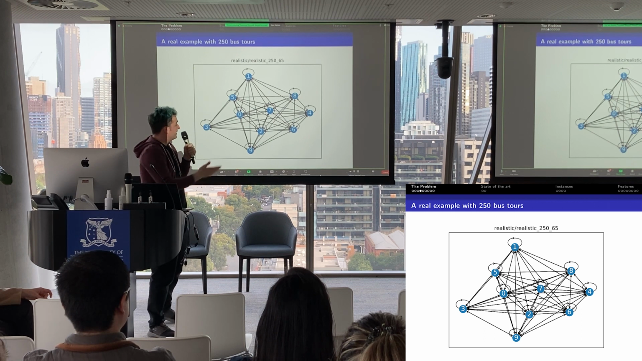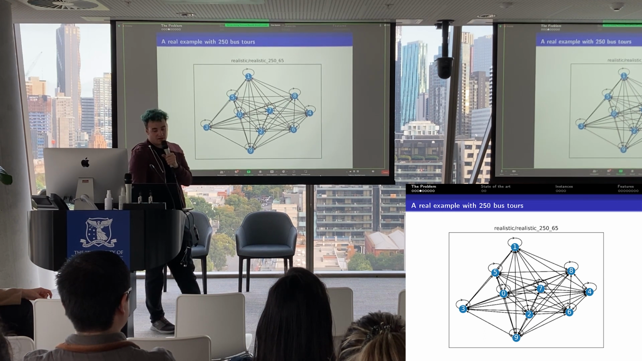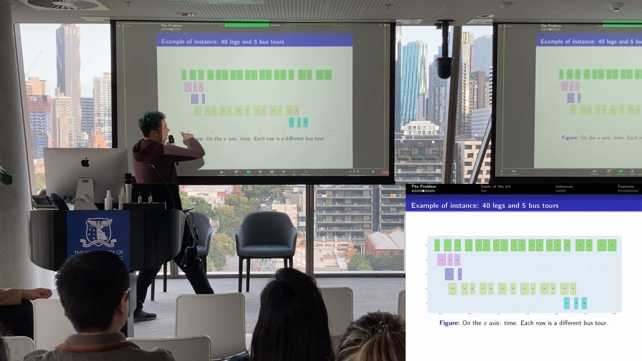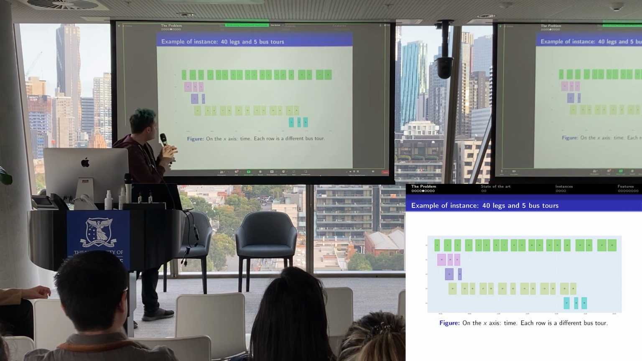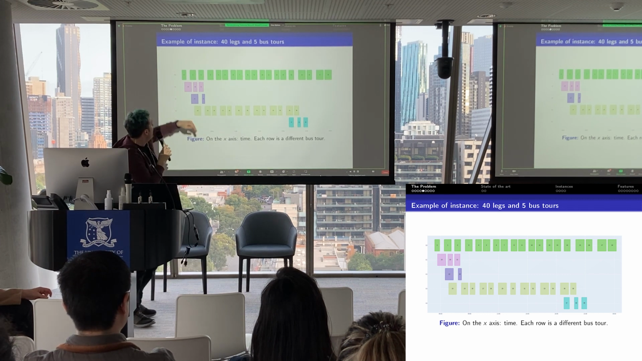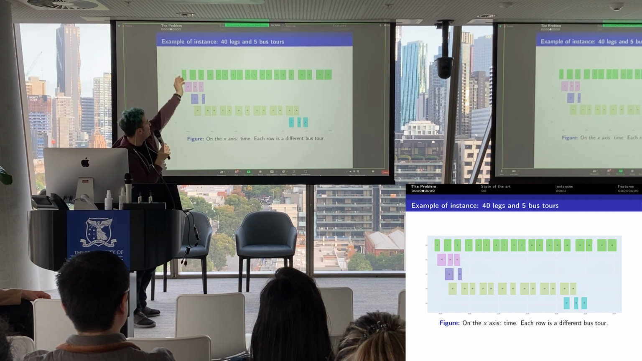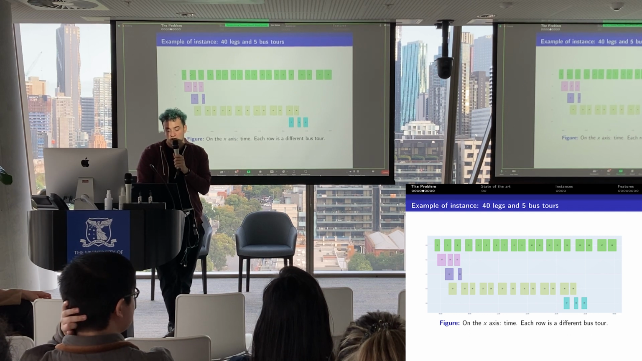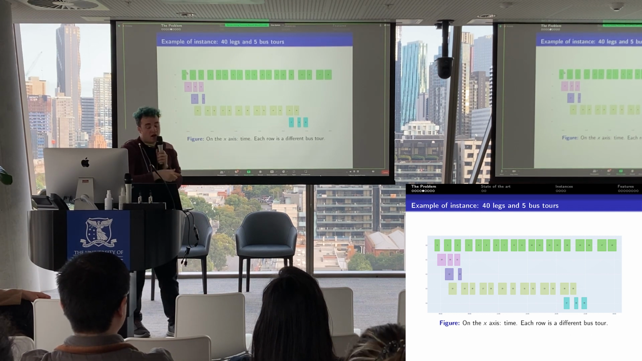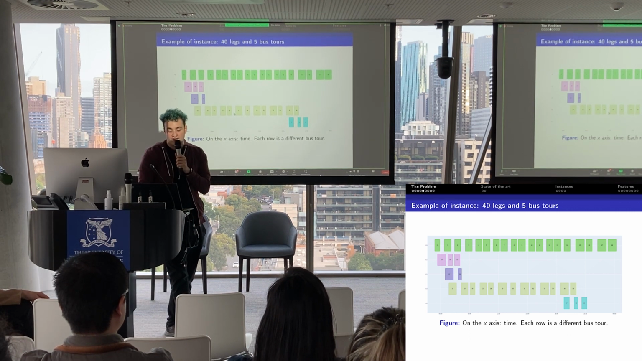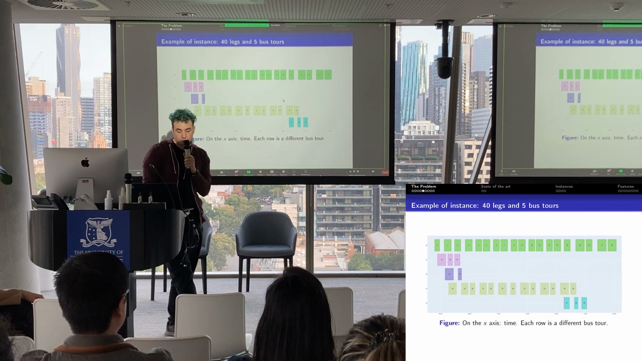There is another representation that deals with time. If we forget about the space, the geometry, and we only deal with time, we have this representation. On the x-axis there is the time, spanning from 6 a.m. to midnight, more or less. Every row is a bus tour, a sequence of several intervals, several rectangles. Each of these rectangles was an arc on the previous graph. So here we have 5 bus tours, 5 vehicles.